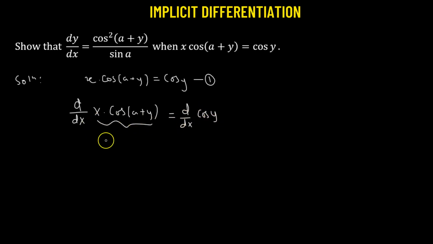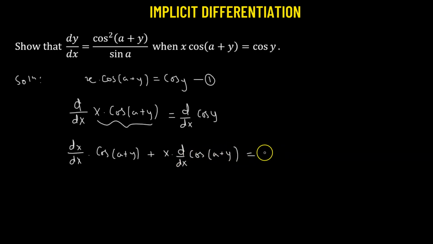Now here we'll have to use the product rule. So we have the derivative of x with respect to x, multiplied by cosine of (a plus y), plus x multiplied by the derivative with respect to x of cosine of (a plus y), which will be equal to the derivative with respect to x of cosine of y. Now the derivative of x with respect to x simply equals 1. So we have 1 multiplied by cosine of (a plus y), plus x times, we know the derivative of the cosine function is the negative sine function. So since we have a plus y, we'll have negative sine of (a plus y).